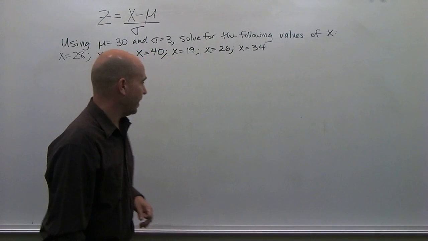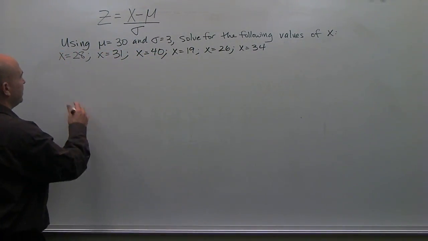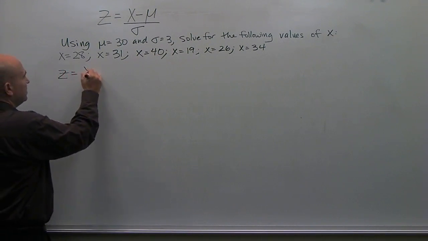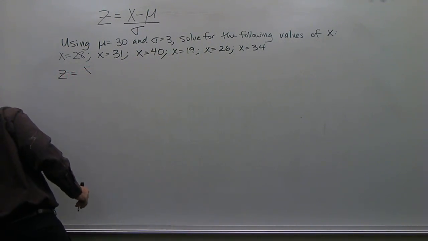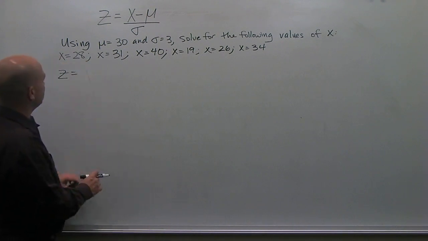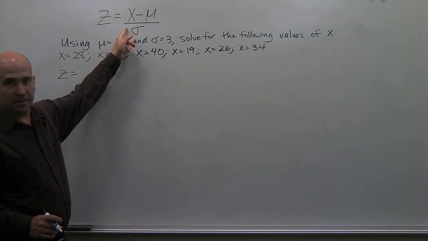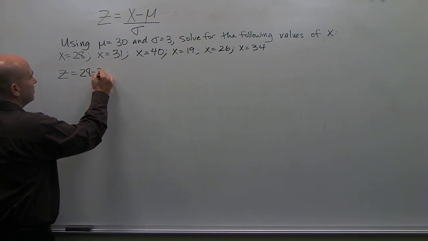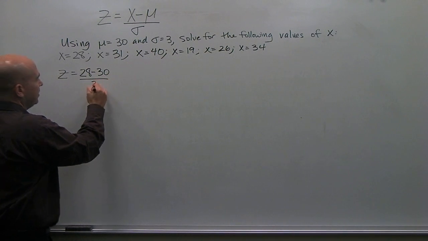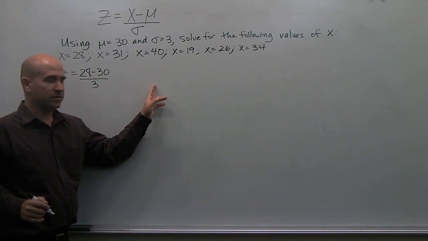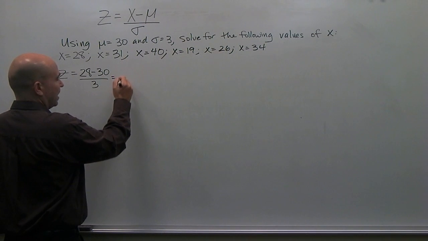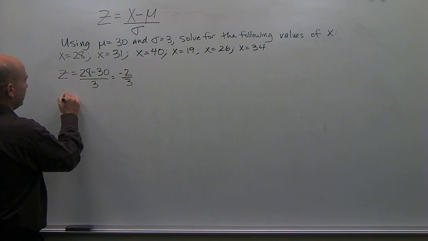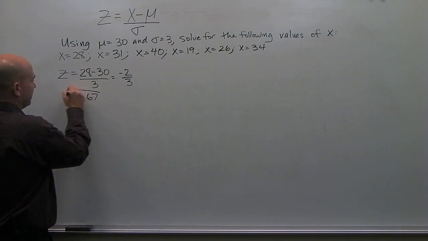So let's go ahead and do that. Okay, first we'll start with 28 and just tackle them in order, each one. Okay, so z is equal to, let's just fill that right in. We're going to use this formula every time. So z is equal to 28 minus 30 over 3. And to save room, I'm just going to write to the right here until I have it solved. Minus 2/3, or z equals negative 0.67.